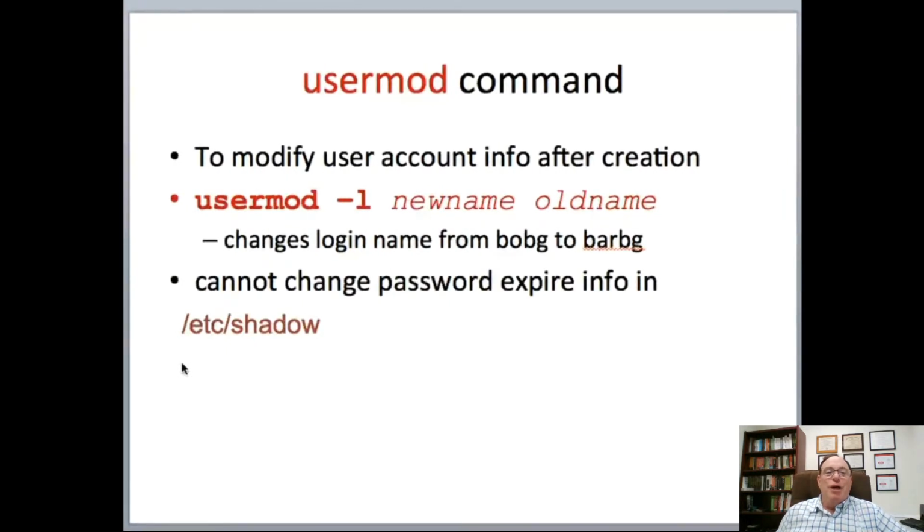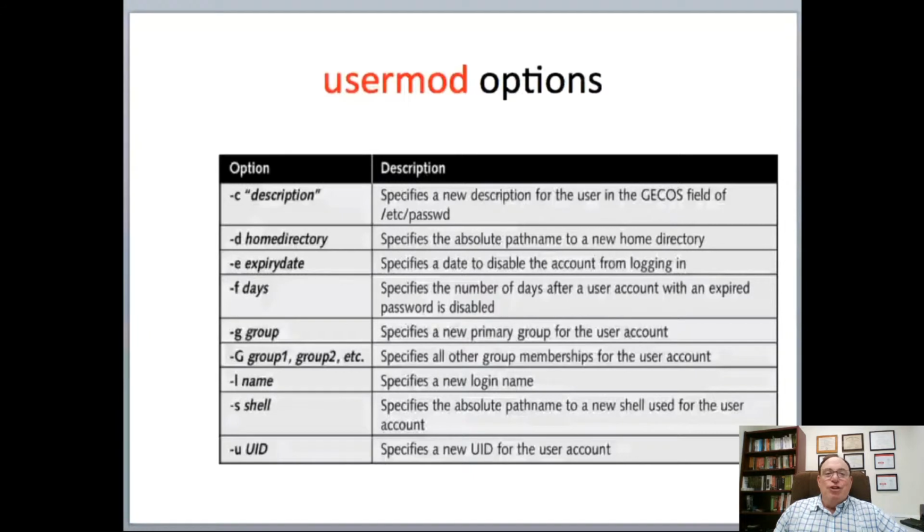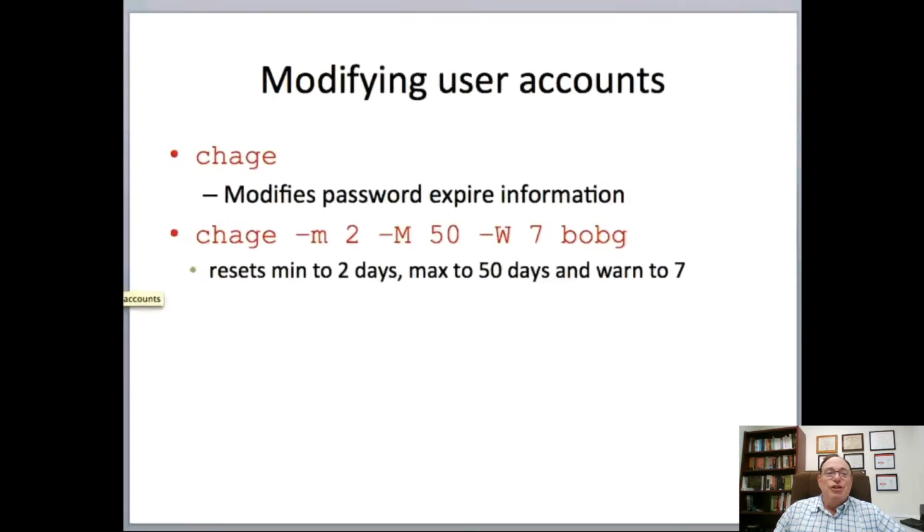The usermod command is used to modify user account information after the creation. If you use the usermod -l new name, old name syntax, it will change the login name from BobG to BarbG. You could use that basically to change the login name. You cannot change the password expire info that's in the shadow file, because that is a completely different file stored elsewhere on the computer. The usermod options we see in this slide here. There's a -c for description, etc.